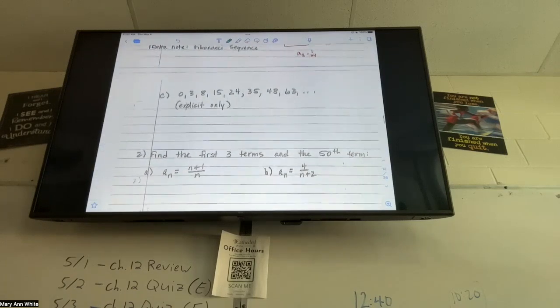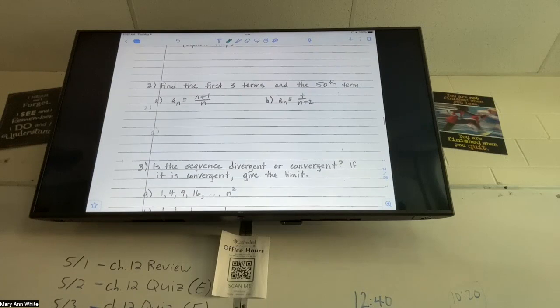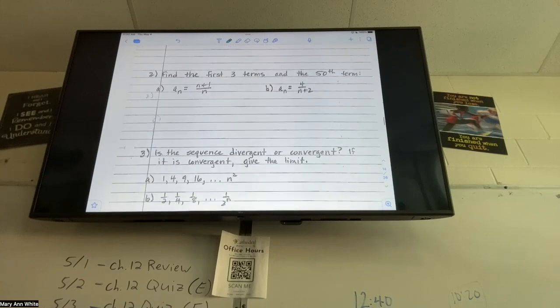Okay. So that being said, I'm gonna keep it moving. We're actually gonna do a couple of these recursive functions where I'm plugging pieces in, and then we're gonna come back to these sequence forms, okay? So I want you to jump all the way down to number 2. These say find the first 3 terms and then the 50th term.